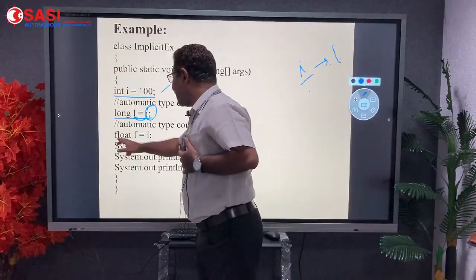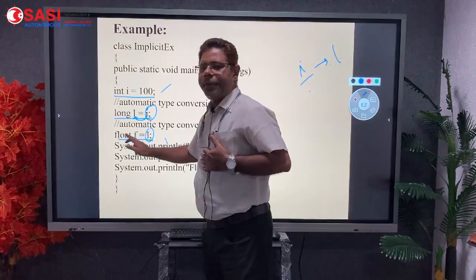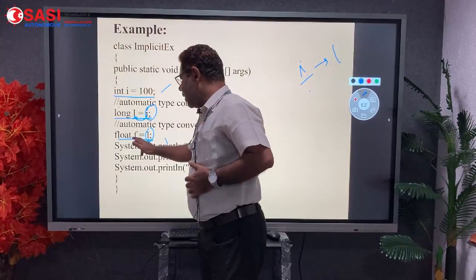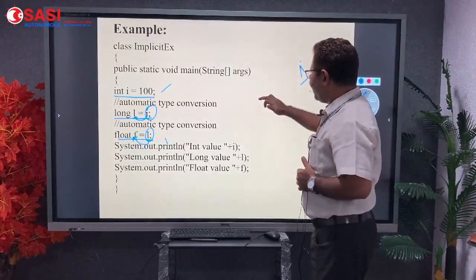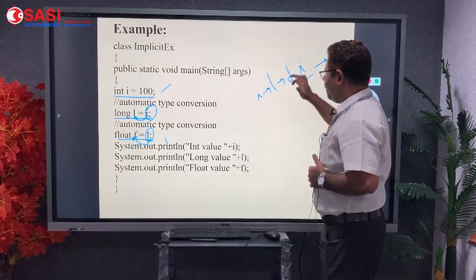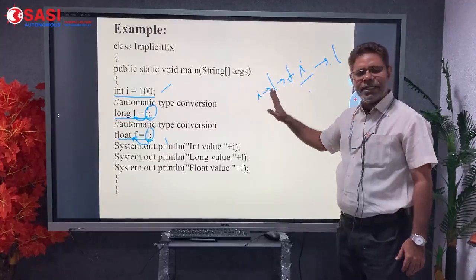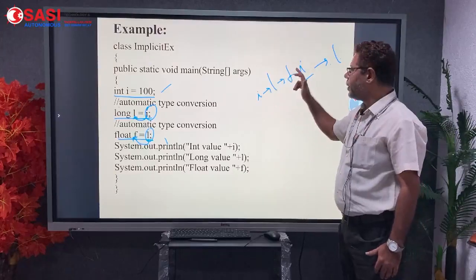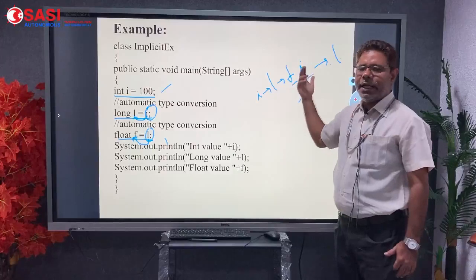Similarly, float f = l. Compared to l, the float data type f is the higher size. That's why l is converted into the float data type. So in this example, we are converting i to l, and l to f. i is the lower size compared to l, so it easily performs the conversion. Next, l is the lower size compared to the float, so this can also be done implicitly by Java.